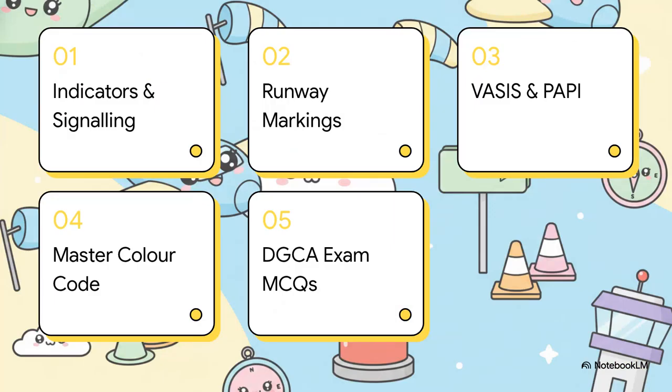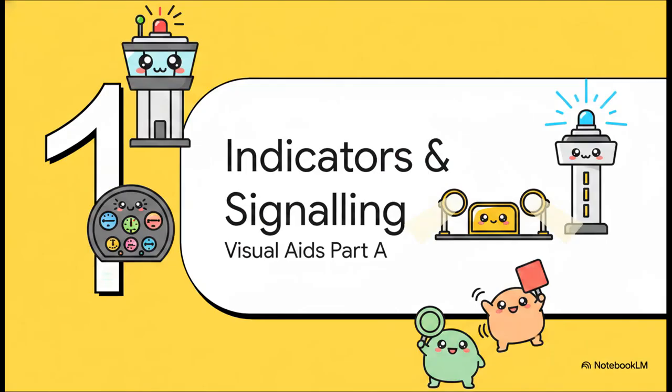And that's exactly the level of discipline we're establishing right now. So here is our top-down spatial journey for today's syllabus. We'll start with indicators and signaling devices, then move to runway and taxiway markings, followed by visual approach slope indicators. After that, we'll break down the master color code and finally wrap up with the DGCA exam essentials. Let's kick things off with Section 1, Indicators and Signaling Devices.